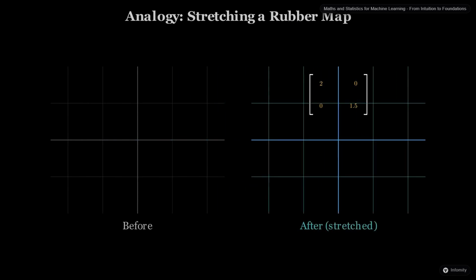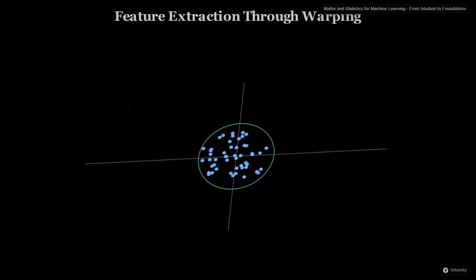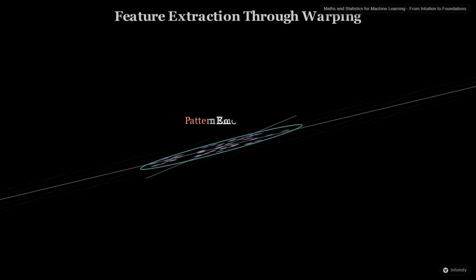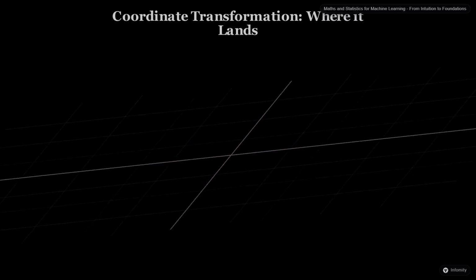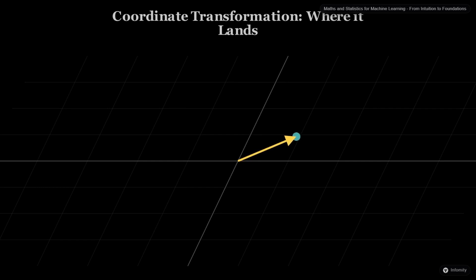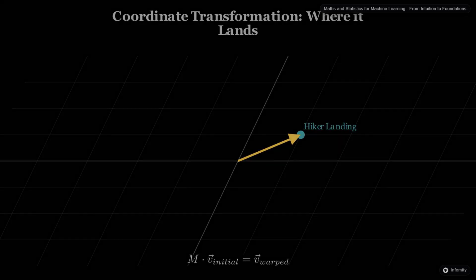A matrix transformation is like grabbing the edges of that sheet and pulling. You might stretch the map, rotate it, or squash it down. This warping is how neural networks process information. When you multiply a vector by a matrix, you are simply seeing where that original step lands on the newly warped map.